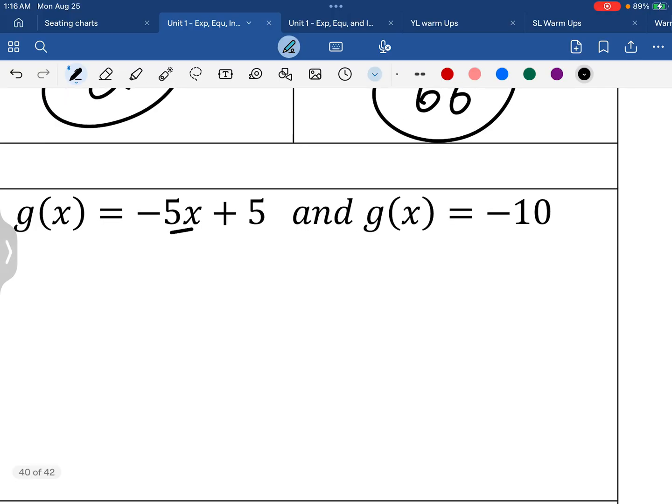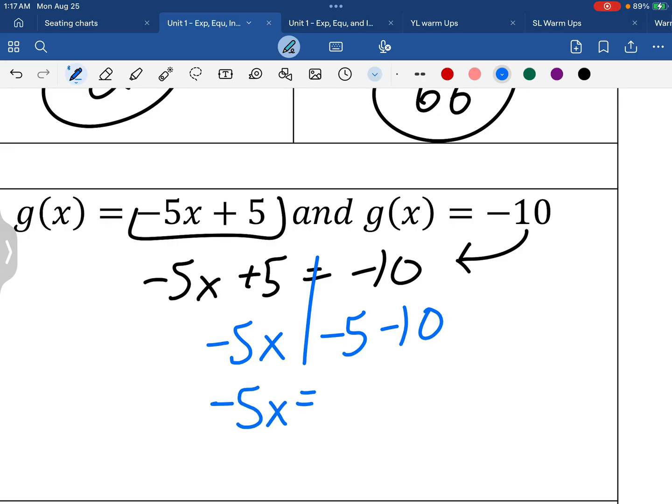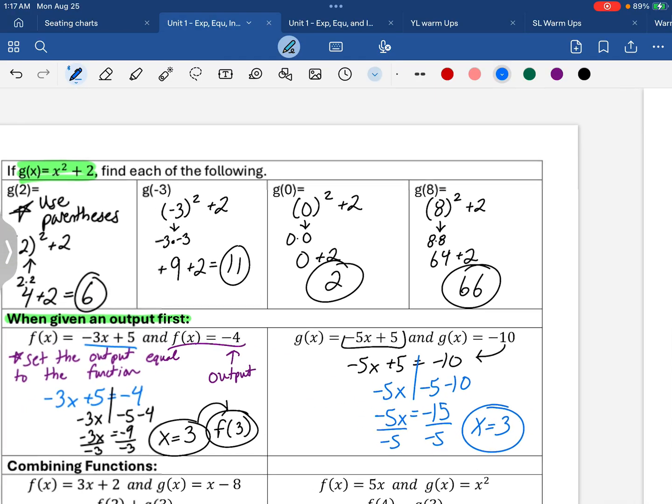So we're going to take our function right here, negative 5x plus 5, and we are going to set it equal to our output, negative 10. We go ahead, we do our split, negative 5x, the 5 comes over, becomes negative, minus 10, negative 5x equals negative 15, divide by negative 5, divide by negative 5, we get x equals positive 3.